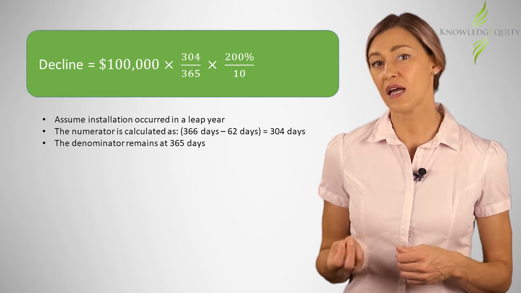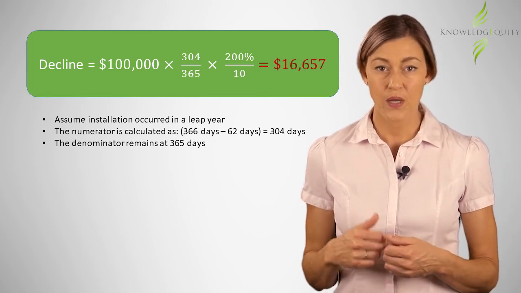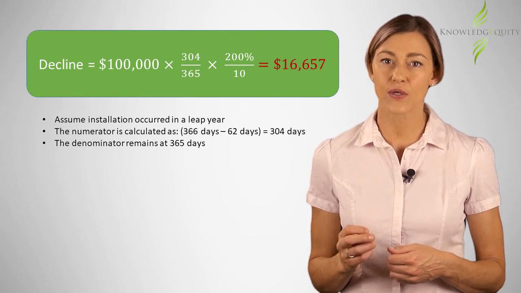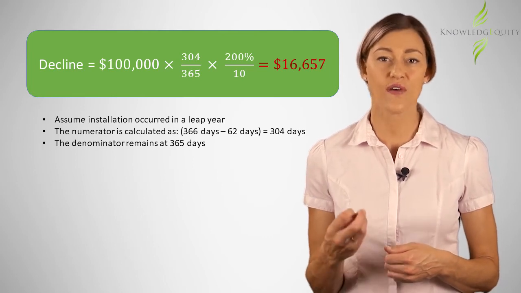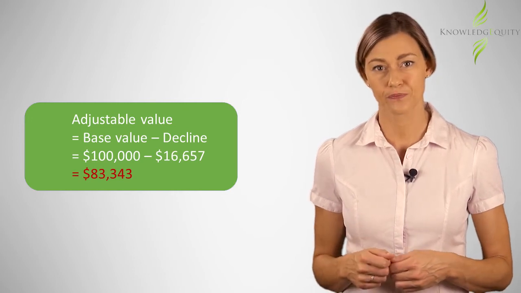This gives us a decline in value of $16,657. We then deduct this from the base value to give us the adjustable value of $83,343 at the 30th of June.